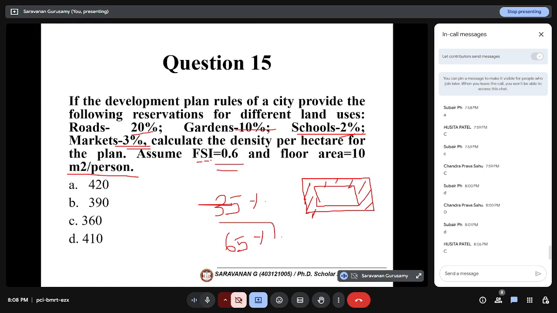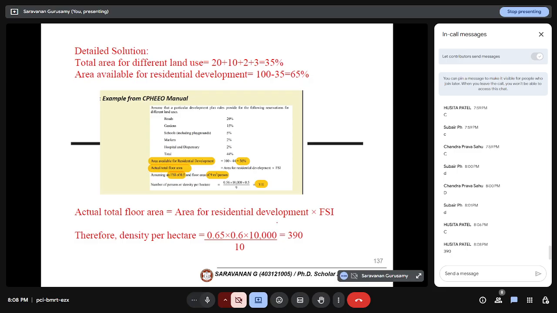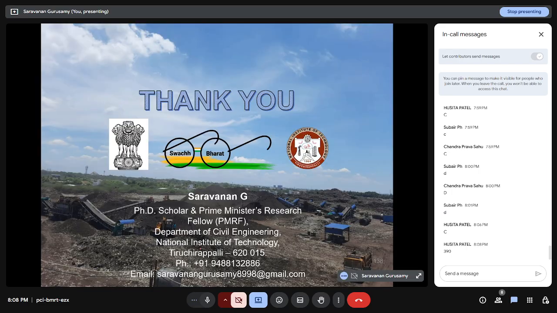So I am having 65% out of this, into 0.6, into 10 meter square per person. So how will you get the whole value? 65 into 0.6 into 10, 390 will be my density per hectare, right? Same as the example in the CPHEEO manual, if you follow, you will get the number of persons or density per hectare. That is 390 per hectare.